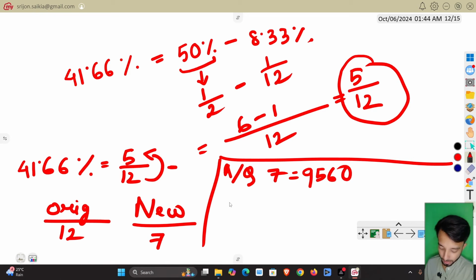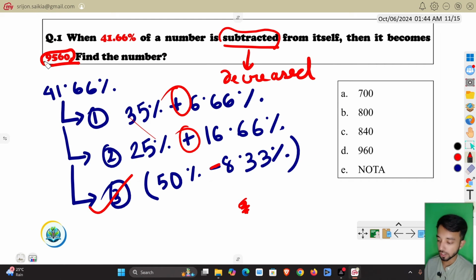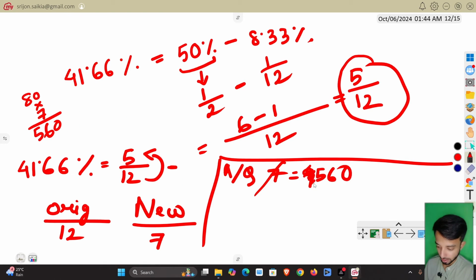The value of 7 is 9560. So what will be the value of 1? Actually, there is a small mistake in the question. It's not 9560, it's only 560. The value of 7 is 560.